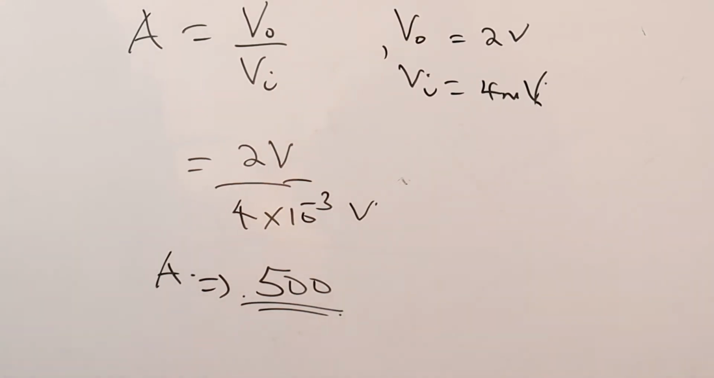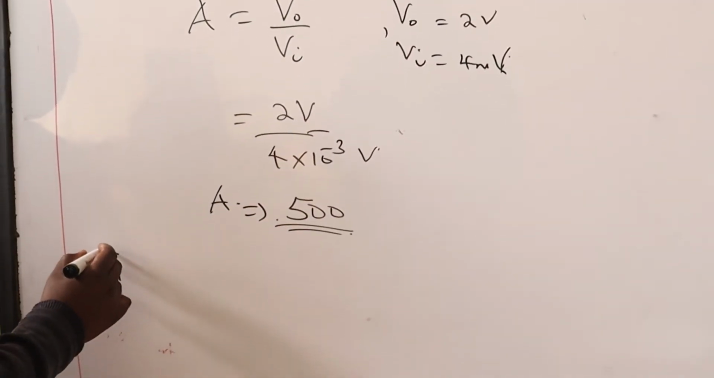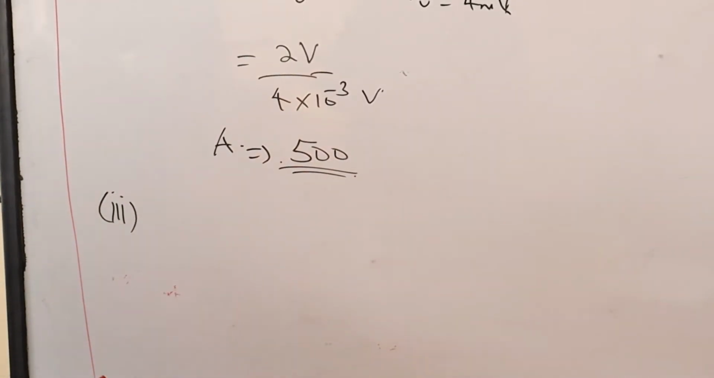So the Roman 3 of the question requires us to determine the gain with feedback.